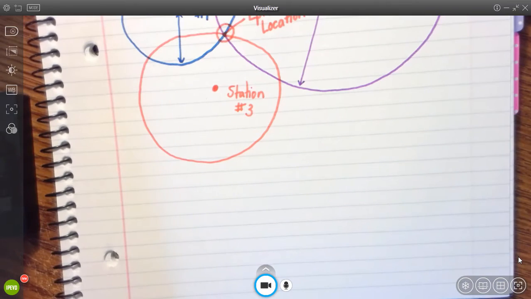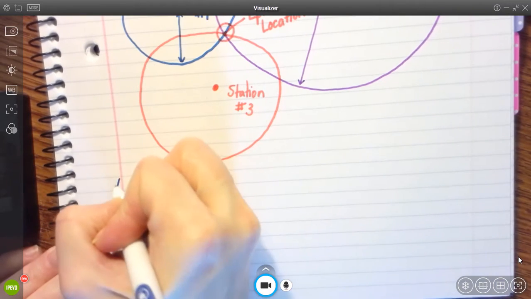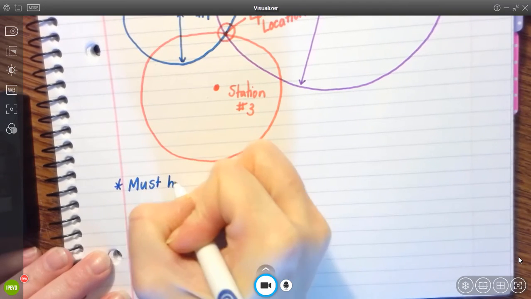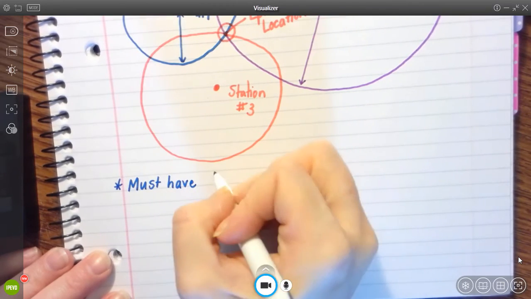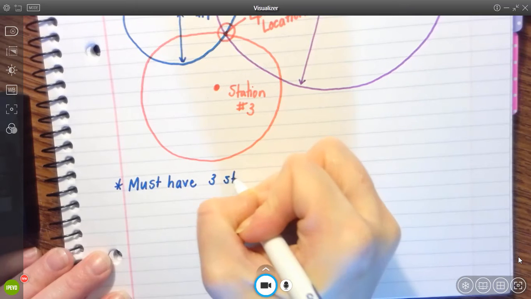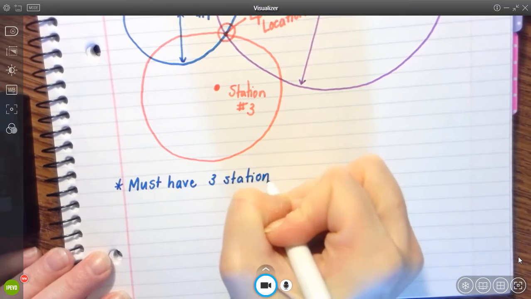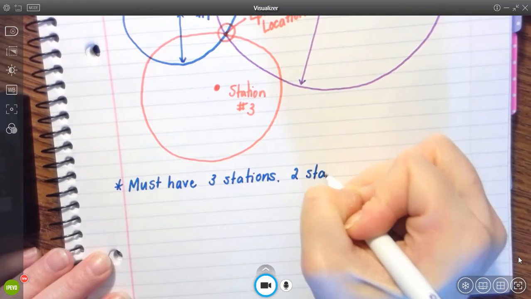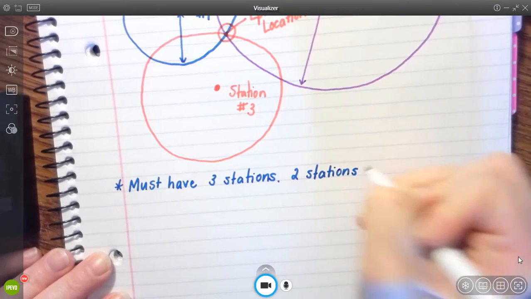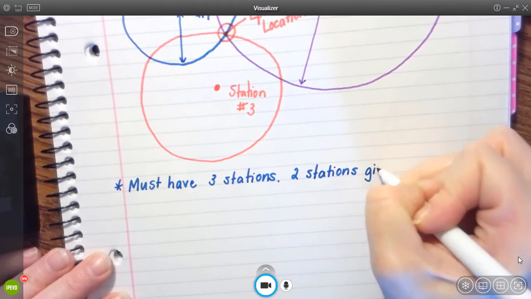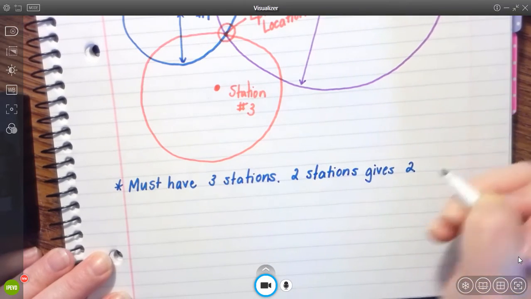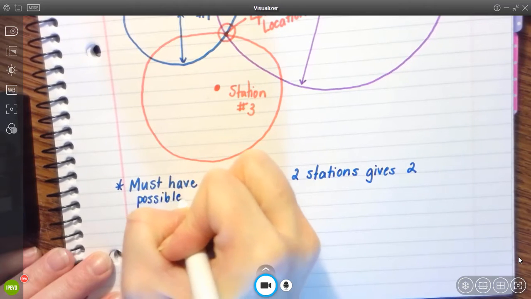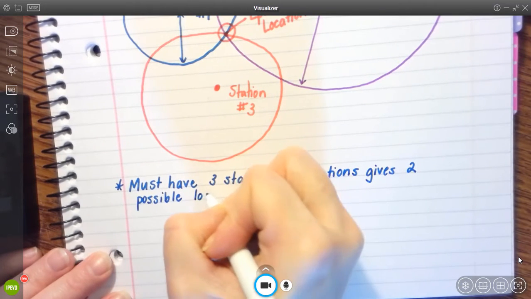You must have 3 stations. 2 stations gives 2 possible locations.